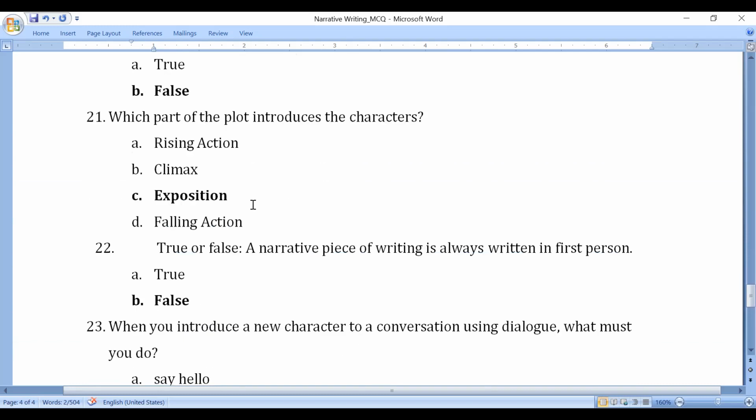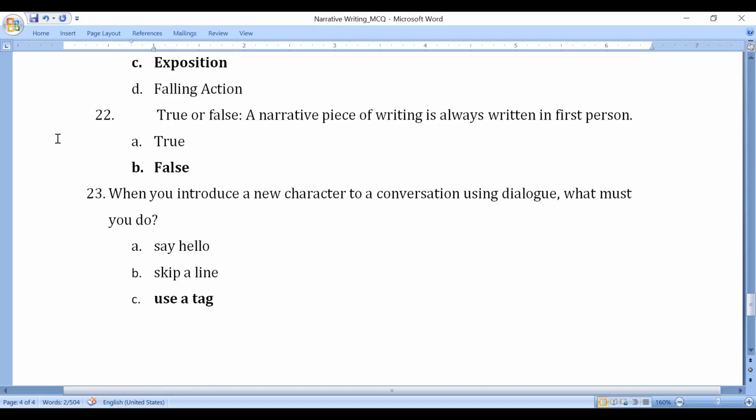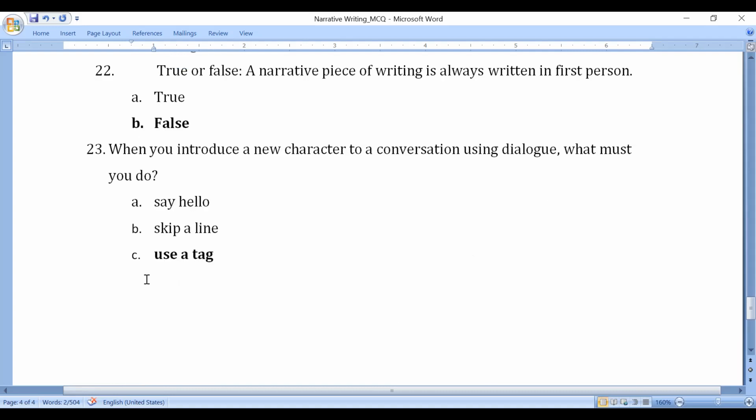Which part of the plot introduces the characters? Exposition, we have done it already. True or false? A narrative piece of writing is always written in first person. False. It can be written in third person as well. When you introduce a new character to a conversation using dialogue, what must you do? We must use a tag for the character.